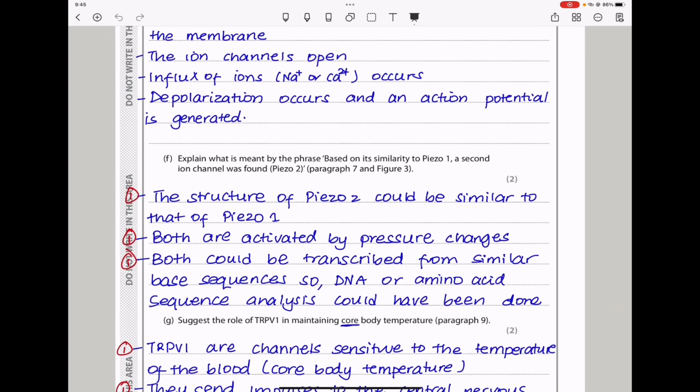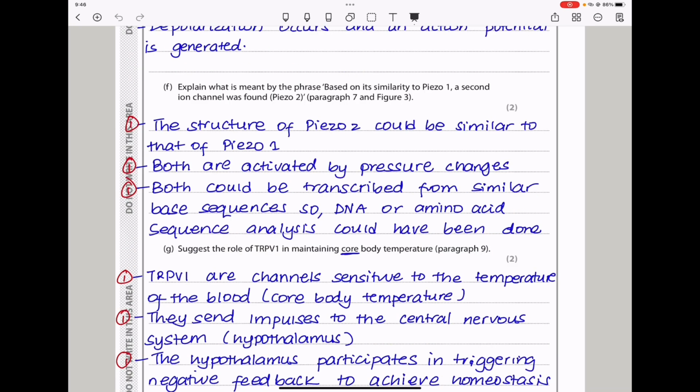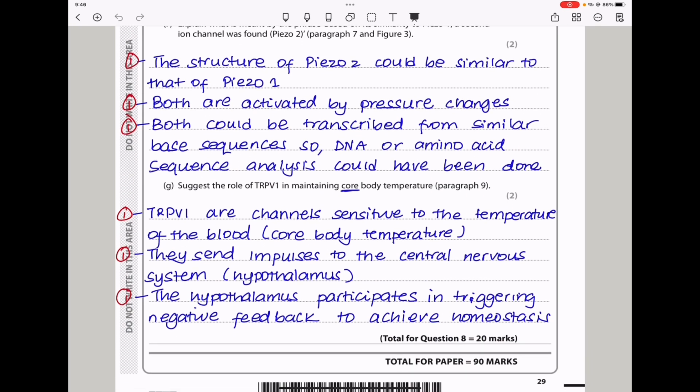In part F, explain what is meant by the phrase, based on its similarity to piezo1, a second ion channel was formed, piezo2, in paragraph 7. I said the structure of piezo2 could be similar to that of piezo1, or both are activated by pressure changes, or both could be transcribed from similar base sequences, so DNA or amino acid sequence analysis could have been done. So any two of those three could earn you the 2 marks.